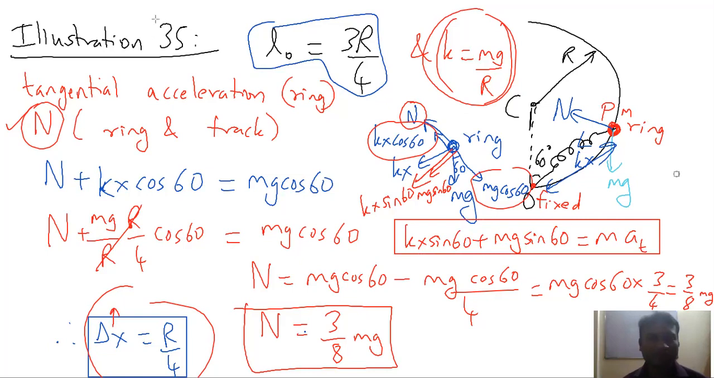So from this, solving this equation, on putting k as mg by r and x as r by 4, we will get the value of tangential acceleration a_t. On solving this equation, we will get 5 root 3 upon 8 into g. So our final answer to this question, tangential acceleration, is 5 root 3 upon 8 into g. So this is how we solve this question.